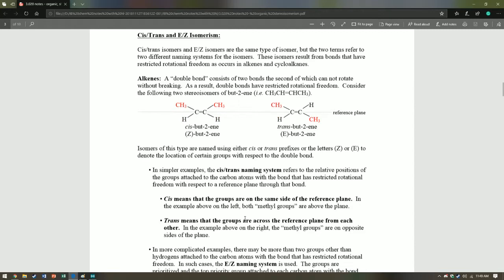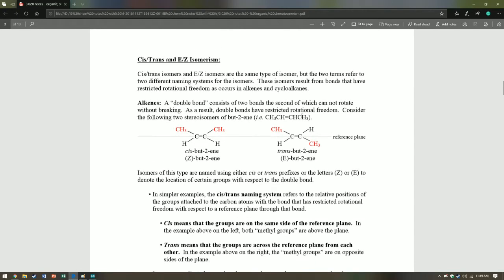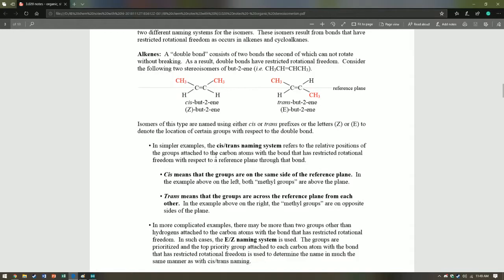The first thing we need to talk about, and probably the easiest to understand and fully grasp, is cis-trans isomerism. This is cis-butene or Z-butene, and this is trans or E-butene, and you always compare with respect to some reference plane. In this case, it would be the double bond. You can see that for the cis configuration, they are again on the same side of the double bond, and for the trans configuration, they are on opposite sides of the double bond. So cis, like I said.